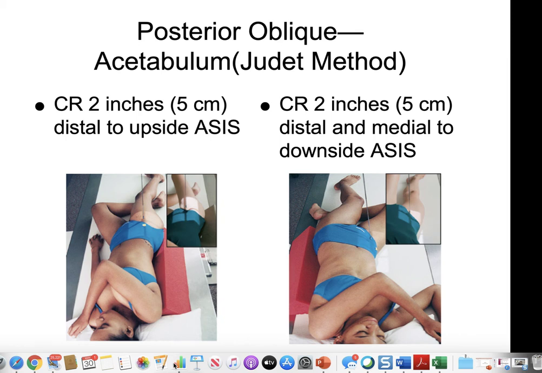Next, we have your posterior oblique acetabulum or Judet method. The CR is 2 inches distal to the upside ASIS. And then again for the other, the CR is 2 inches distal and medial to the downside ASIS. Usually this is done in a trauma situation. It's done a lot at the trauma hospital. And a lot of times they specify which side they want, but then they'll order both sides for comparison.